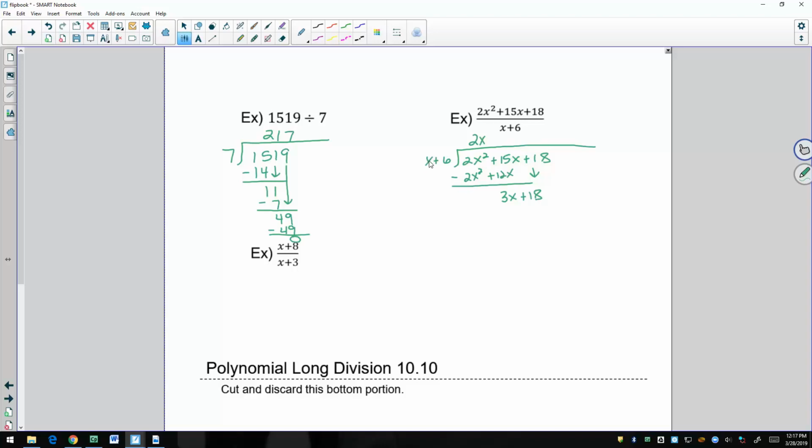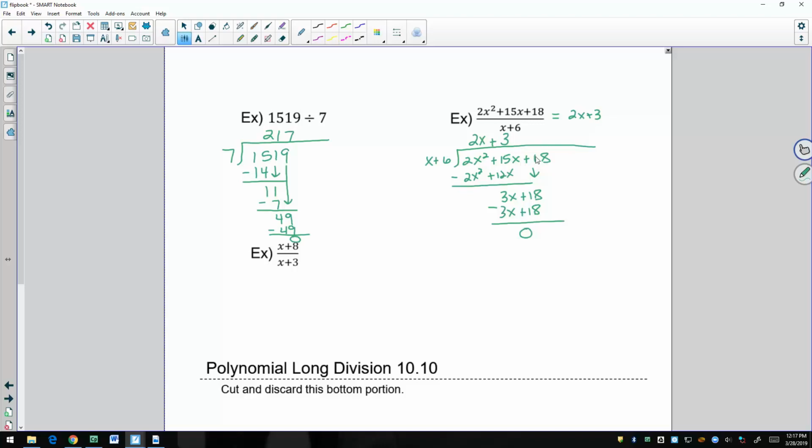What would I have to multiply x by to get 3x? Because you always want the first thing that you subtract to go away. So x times positive 3 would get you 3x. So now you just have to multiply everything out in front by that number 3. So 3 times x is 3x. 6 times 3 is 18. Something nice is going to happen when you subtract down. It actually turns out to be a remainder of 0. So your answer, when you divide those two polynomials out, is 2x plus 3.